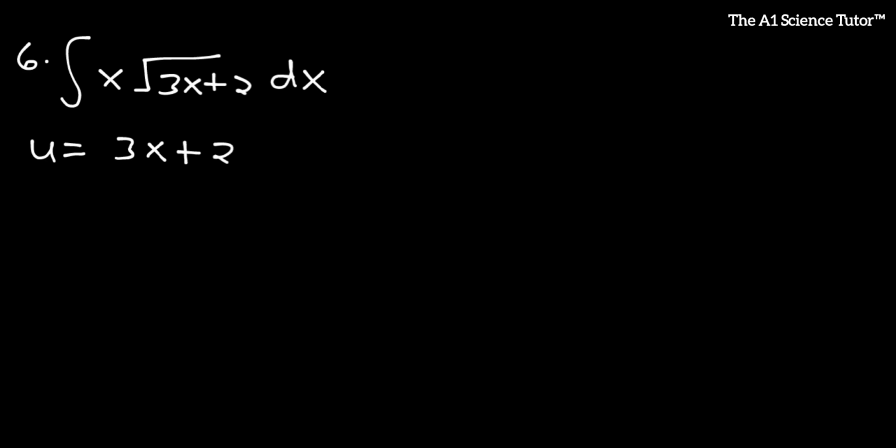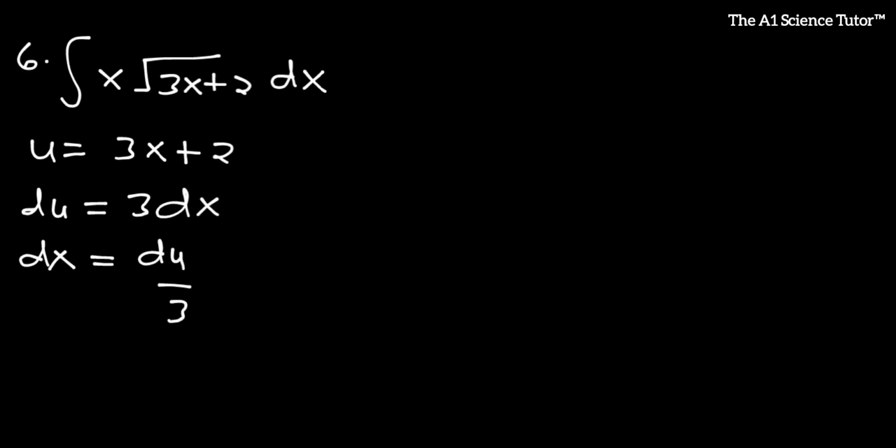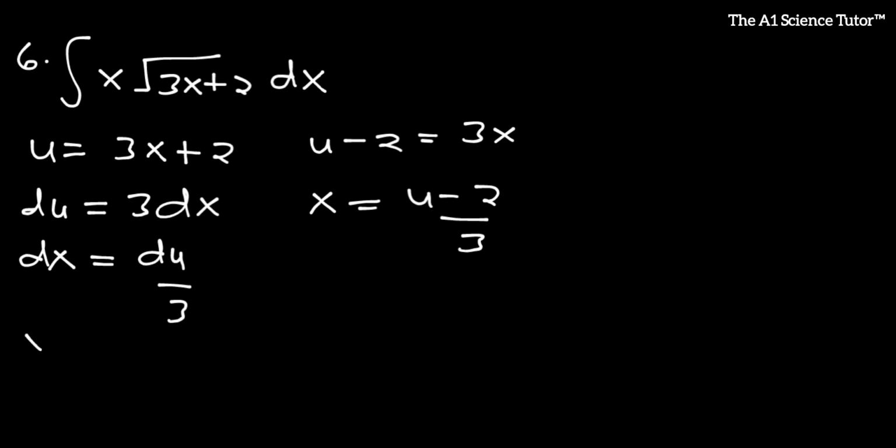So first off, I'm going to differentiate this. This is going to be du, and here we would have a 3 dx. And so we have dx to be du divided by 3, right? Next up, from here, I'm going to make x to be the subject. So this is going to be u minus 2 is equal to 3x. So x should actually be u minus 2 divided by 3, which changes into this form. So x is going to be u divided by 3 minus 2/3. So that is actually what we have.